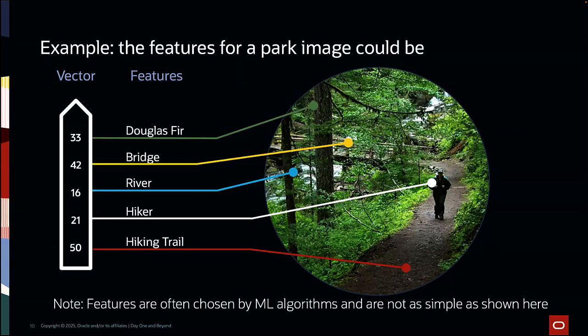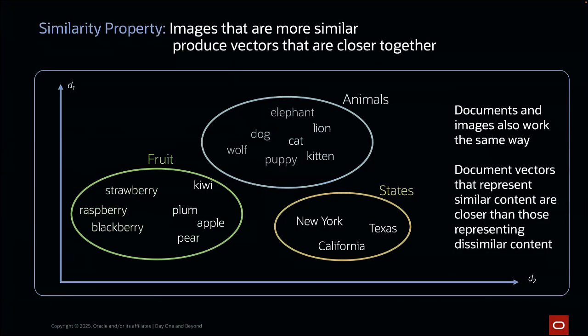Now, I will also point out I'm simplifying things here, and not all machine learning algorithms are as simple as we're seeing here. And to even dumb it down even more, I'm going to show you a two-dimensional example to explain how semantic similarity works, right? In this case, we've got a set of terms: strawberry, raspberry, blackberry, New York, elephant, cat, puppy.